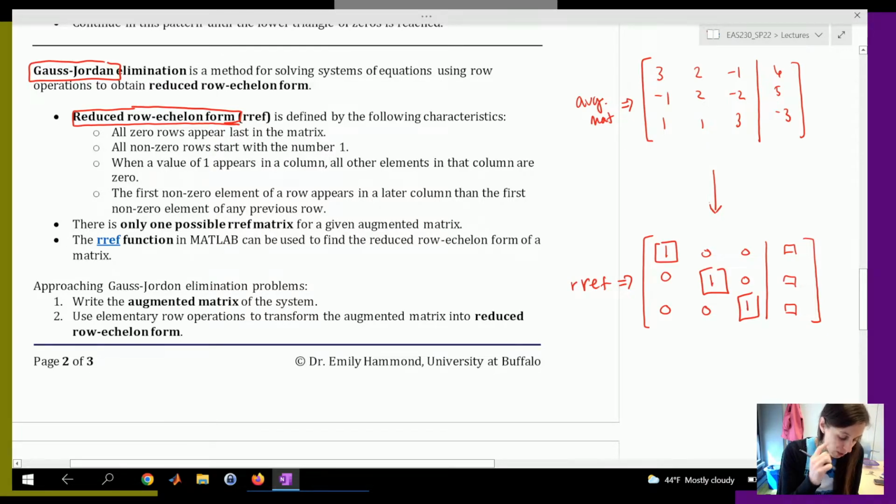When a value of 1 appears in the column, all other elements in that column are 0. So here's a 1, here's zeros. Here's a 1, 0, zeros. Here's a 1, here's zeros.